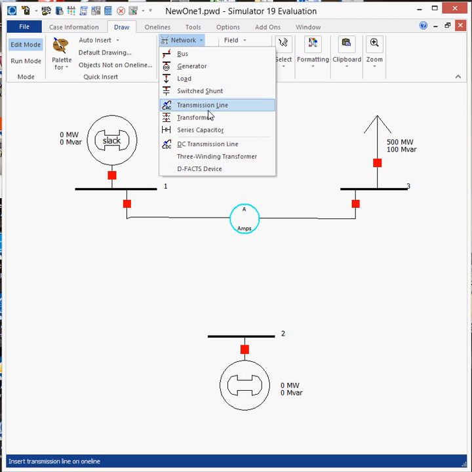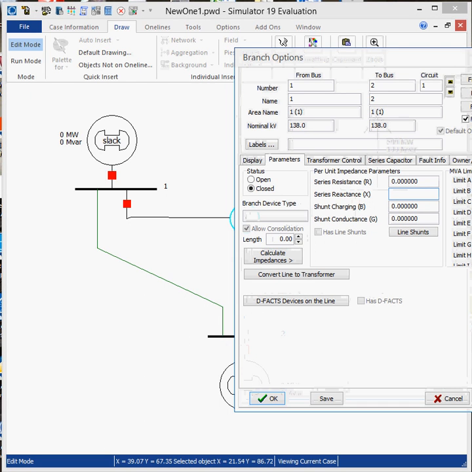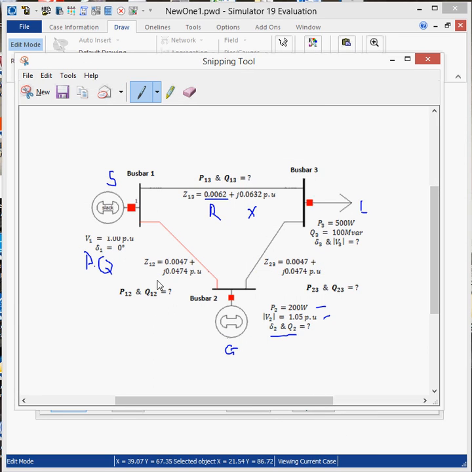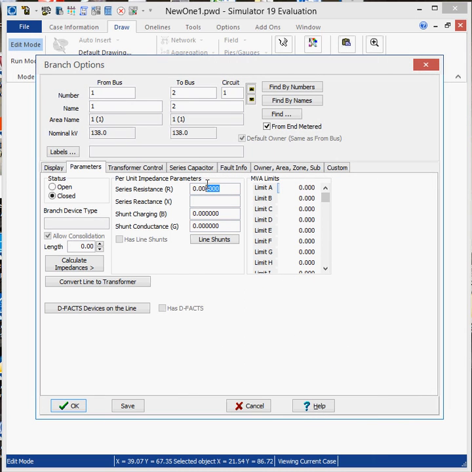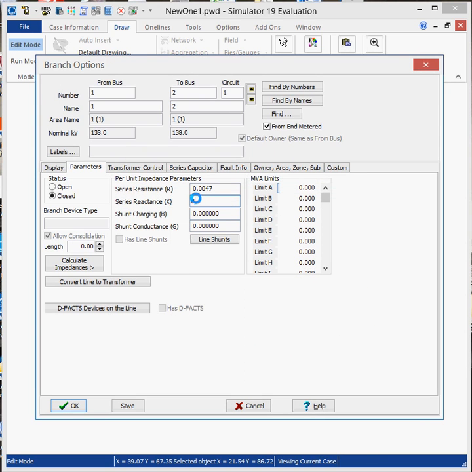So draw the other line from bus 1 to bus 2. Click on that bus and enter R as 0.0047. For X it is 0.0474.